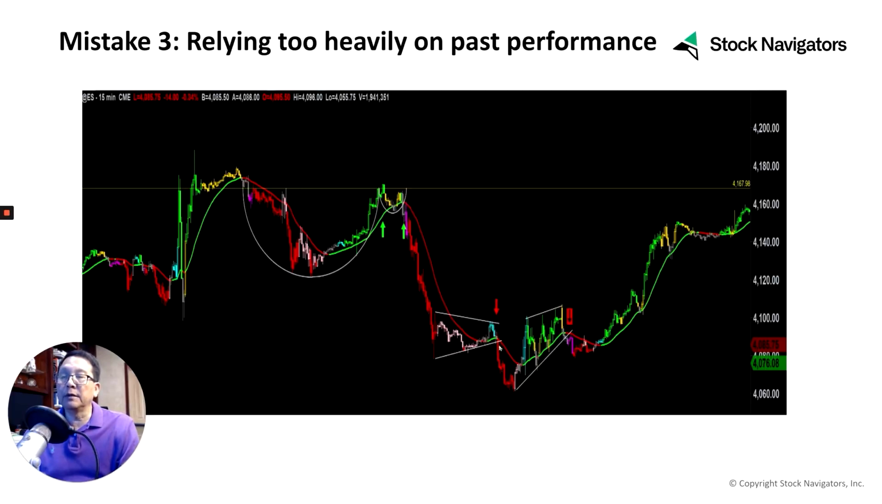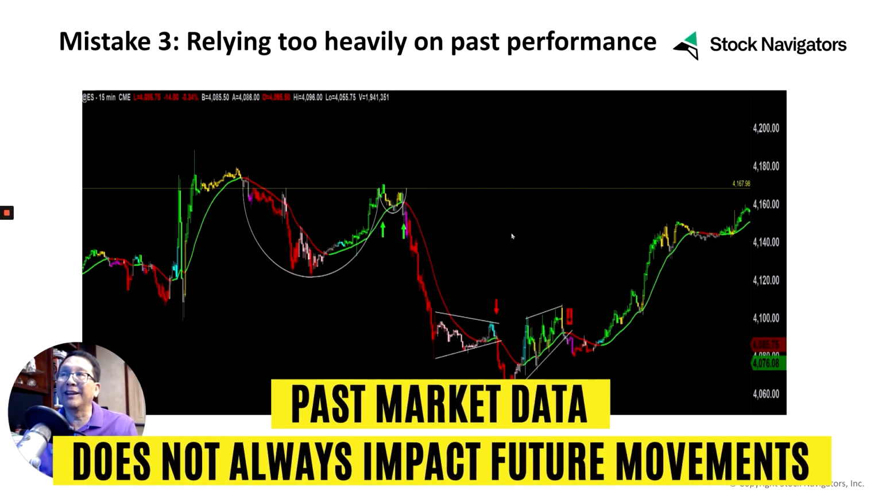When they break this way here, they go down to short. But now the market makes another wedge here. People thinking, okay, now if it breaks this level here, I'm going to short. They will go lower. But the market goes the other way and goes higher. So you can see that, you cannot rely too heavily on the past performance.